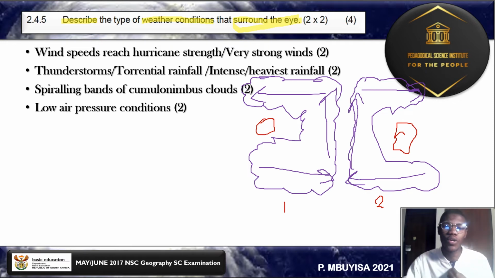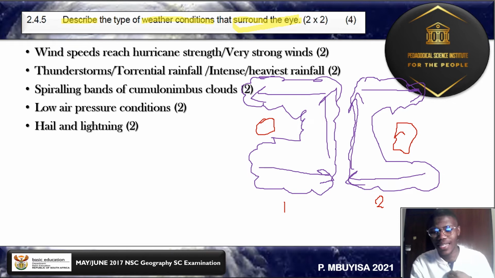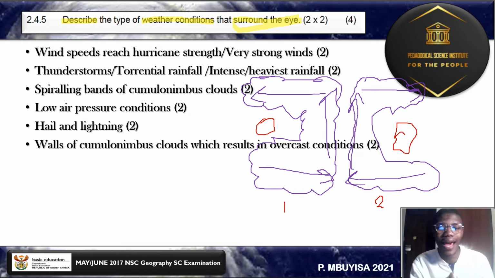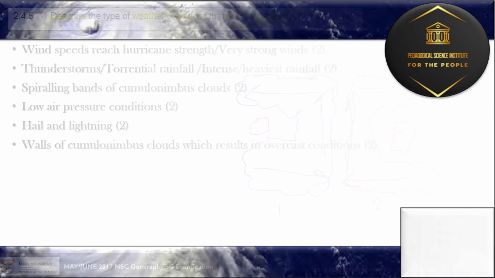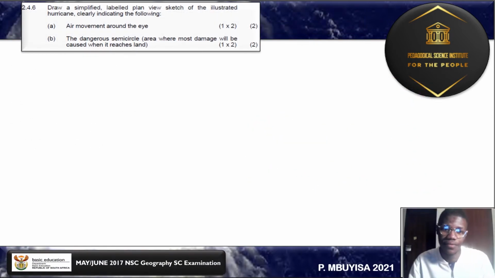And remember, you're going to have low air pressure conditions because this is a tropical cyclone. So it's a low pressure system. We are going to have hail, storms, and lightning. The walls of cumulonimbus clouds, which result in overcast conditions. These are some of the conditions that you are going to have. I hope you understand that one.